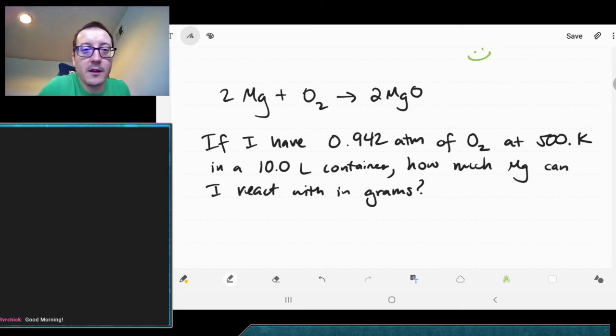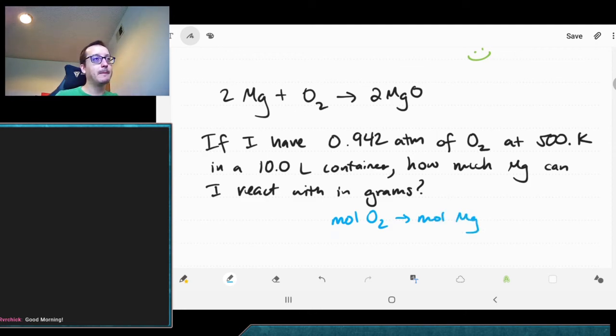You thought you were done with all these pesky gas laws and that sort of thing, didn't you? But there's no escape. So, unfortunately, we must always do this fun stuff. So, in the middle, moles of oxygen to moles of magnesium. Notice I could also ask you how much magnesium oxide I get out. You know, it doesn't matter. I could ask you about reactants or products. The process is exactly the same.